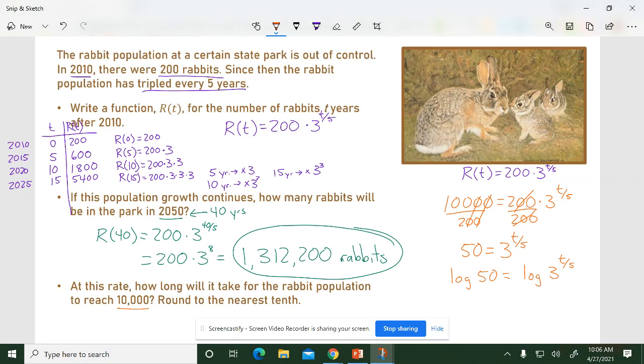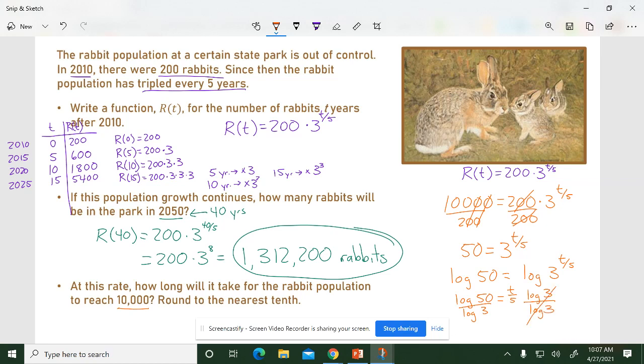And the reason we do that is because when you have an exponent in a logarithm, you can pull it out front. So you may remember doing this. So we can rewrite this as log of 50 equals t over 5. So I pull that exponent out front. It becomes a coefficient times log of 3. So now the t is no longer in the exponent, and I can solve for it now. So what I need to do is get the t by itself. I'm going to divide by log of 3. Those are going to cancel out.